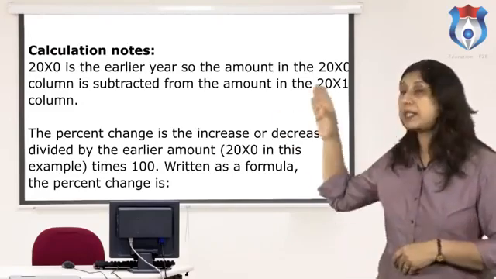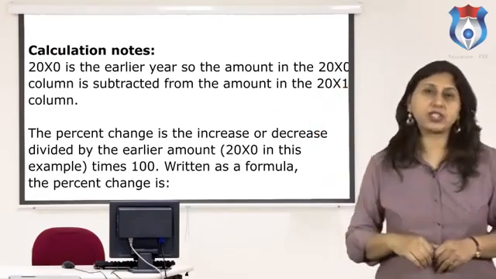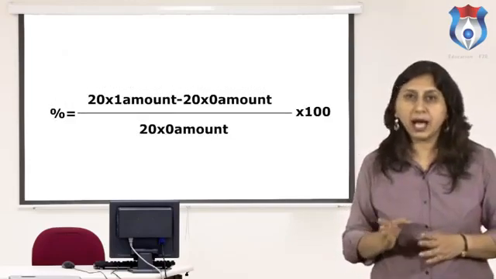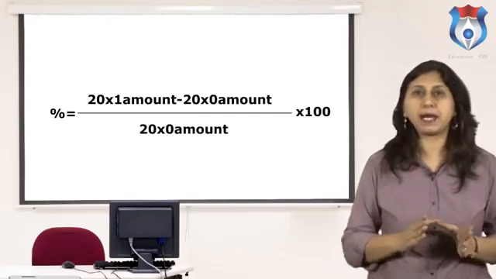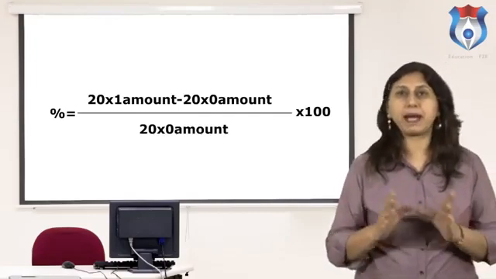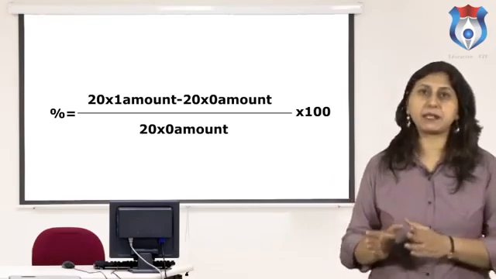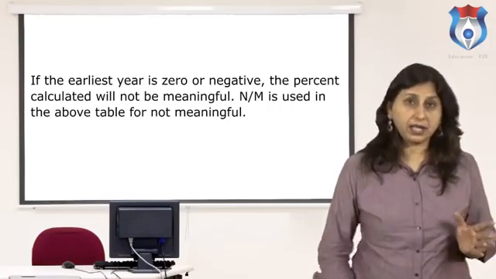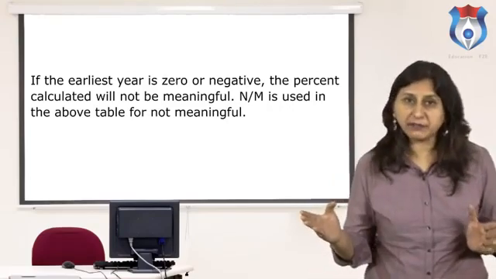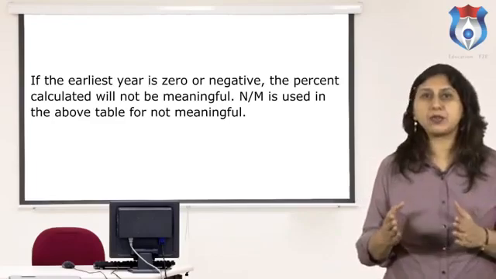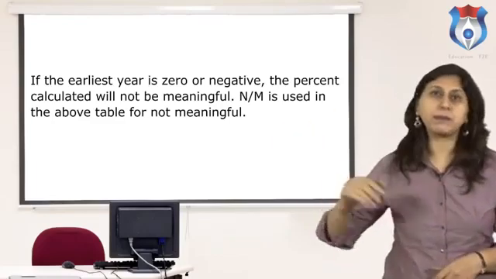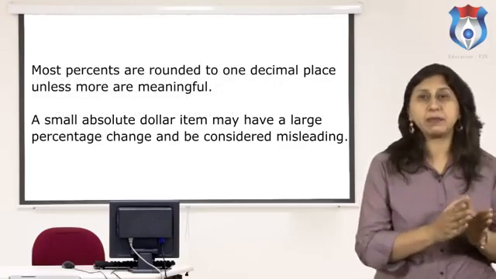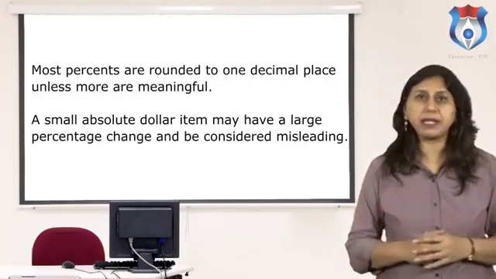Written as a formula, the percent change equals the 20X1 amount minus the 20X0 amount, multiplied by 100, divided by the 20X0 amount. If the earliest year is 0 or negative, the percent calculated will not be meaningful. N/M is used in the above table for not meaningful. Most percents are rounded to 1 decimal place unless more are meaningful.